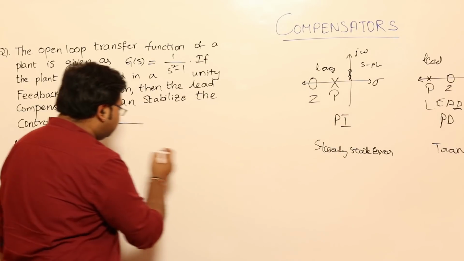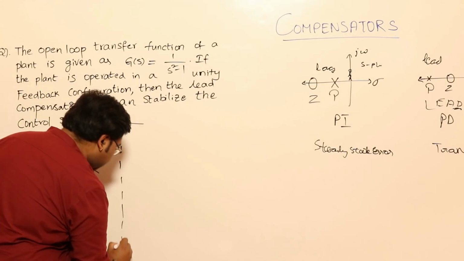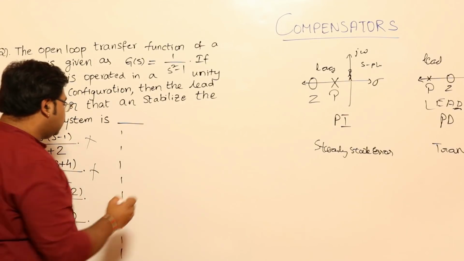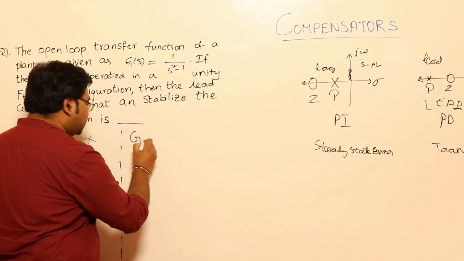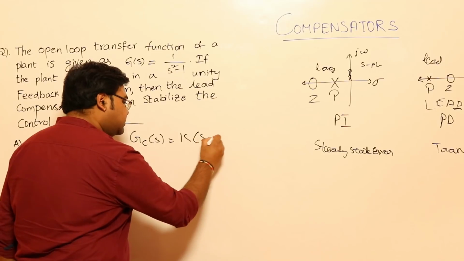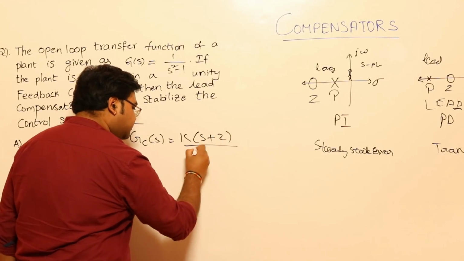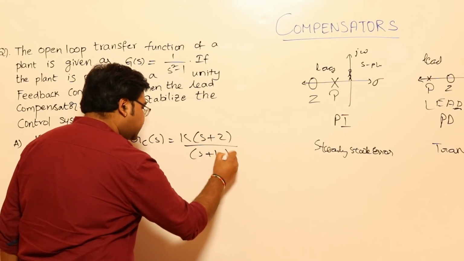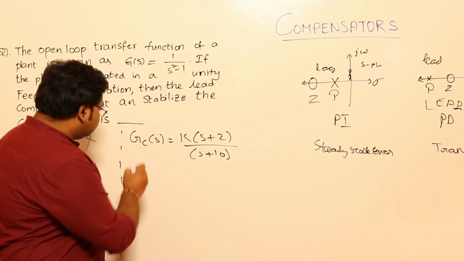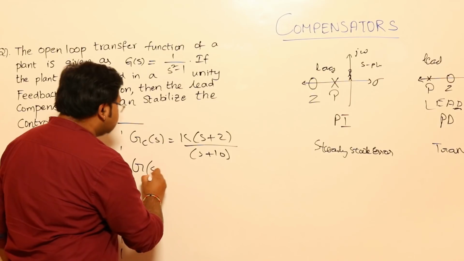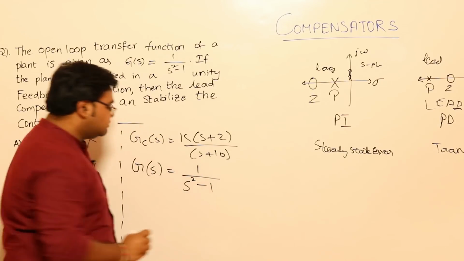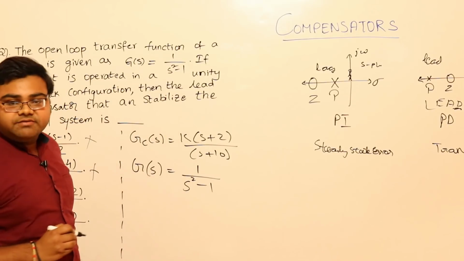I will start solving over here. Let me make a small partition. I will assume the gain as k, and let me assume the same pole and 0. So my compensator for now, I have selected among the options, as k into s plus 2 by s plus 10. My system G of s is 1 by s square minus 1. H of s is unity feedback.